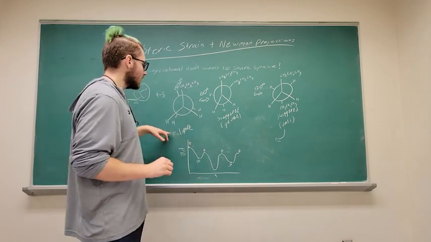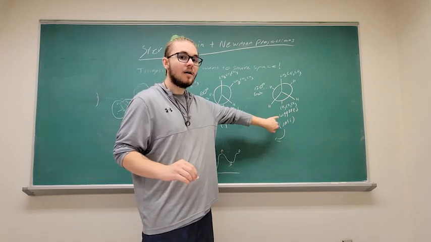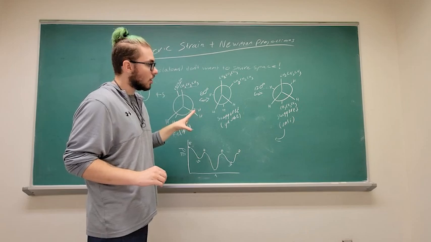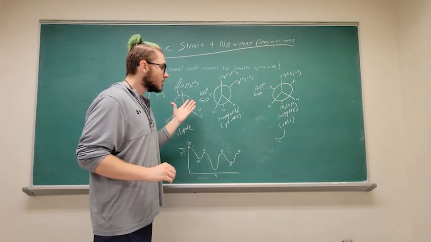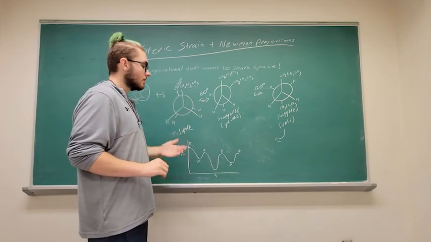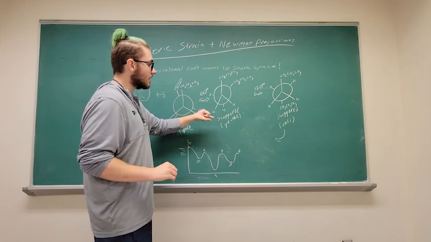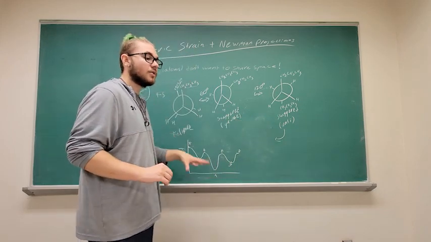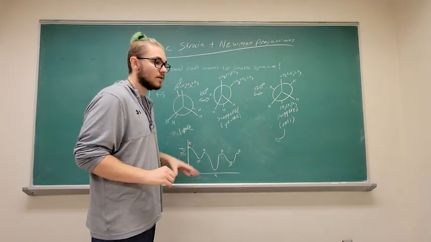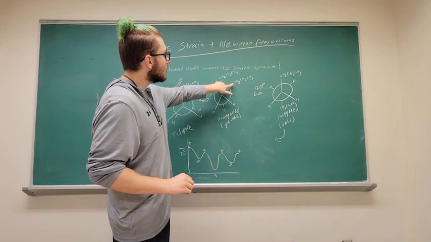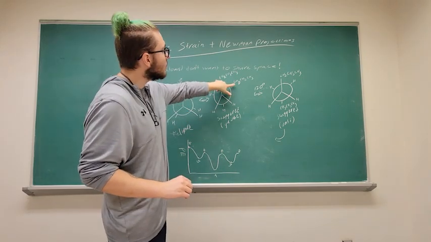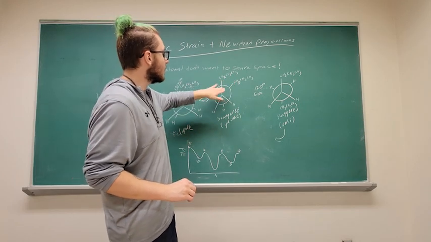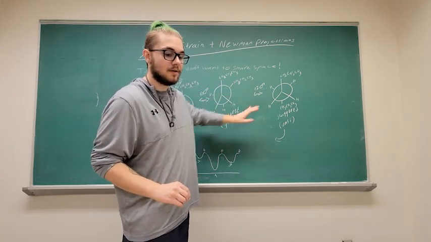So remember that there's always going to be three eclipsed and three staggered versions, but there's not always going to be eclipsed, gauche, and anti. If all of the groups off of the carbons were hydrogens, then you would have three equal energy eclipsed and three equal energy staggered. So gauche and anti are only to distinguish when you have differences in energies because of where the position of the groups are. If you have different groups on the atoms, you're going to have different energy levels in the gauche and anti conformations.